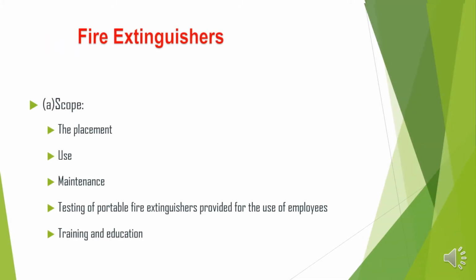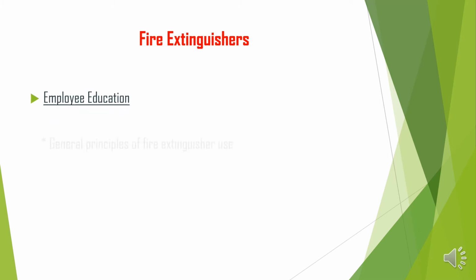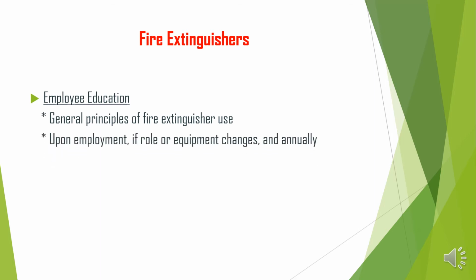What about the fire extinguishers? The scope of the fire extinguisher is the placement, where we have to put our fire extinguishers, how to use them, how to maintain them, how to test them, whether they are working or not, and how to train people how to use them. We have to do employee education about general principles of fire extinguisher use, upon employment, if rules or requirements change, and annually. This means we have to do an orientation program for the new employees, how to use them and how to stop the fire.